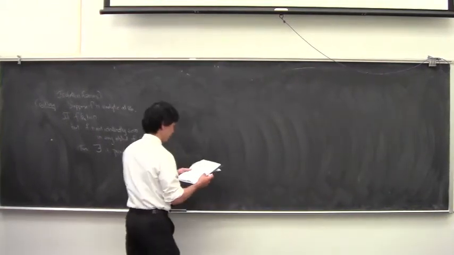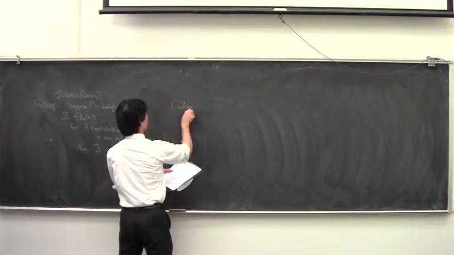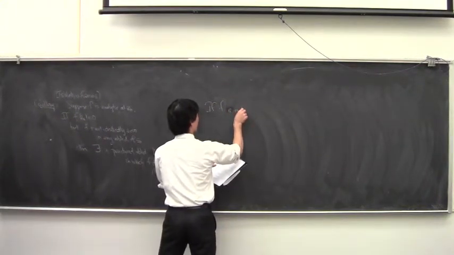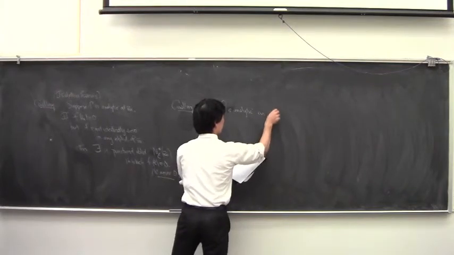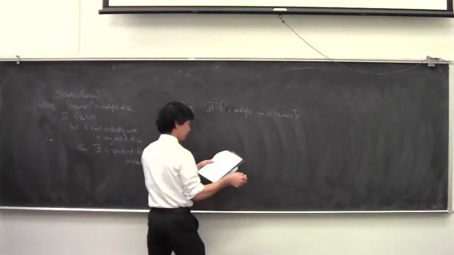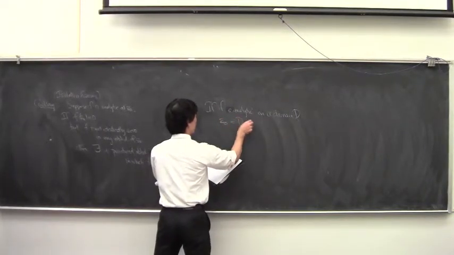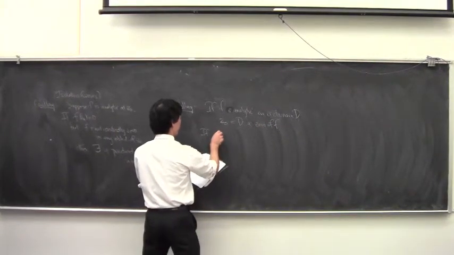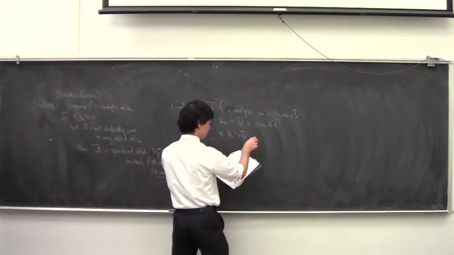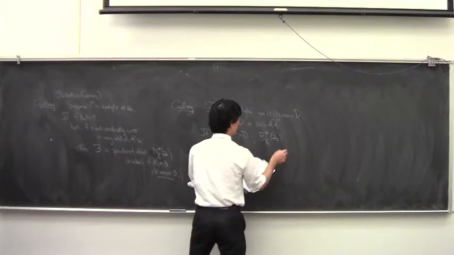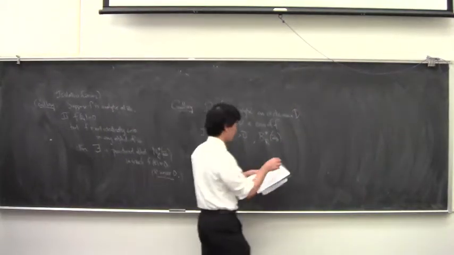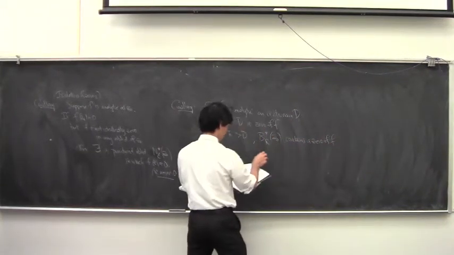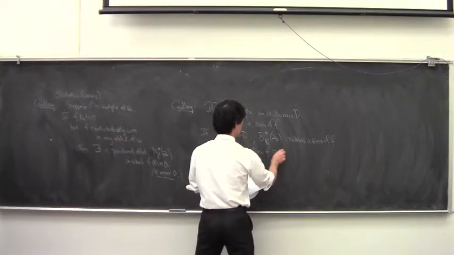So another way of saying this is the following: if f is analytic on a domain D and z0 a 0 of f, if for all r greater than 0, the punctured neighborhood around z0 contains a 0, then f must be identically equal to 0 on D.